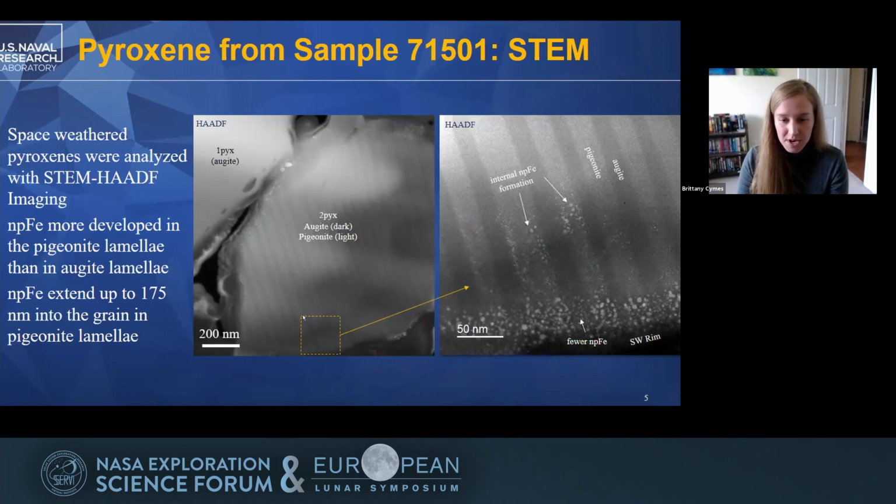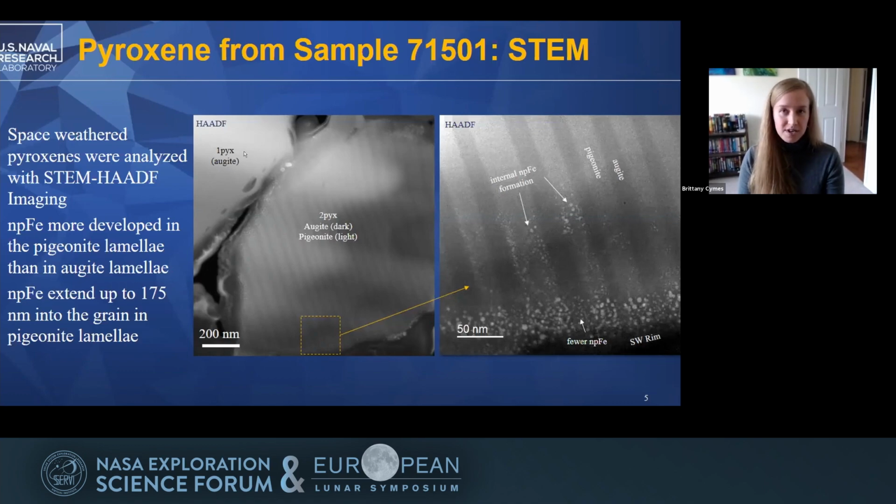And upon close inspection of the space weathered rim of the exsolved grain, you can see that fewer nanophase iron particles form in the augite lamellae than in the pigeonite lamellae. In addition, we see nanophase iron particles forming up to 175 nanometers deep into the grain interior of the pigeonite lamellae. We don't seem to see this trend in the adjacent unexsolved augite.